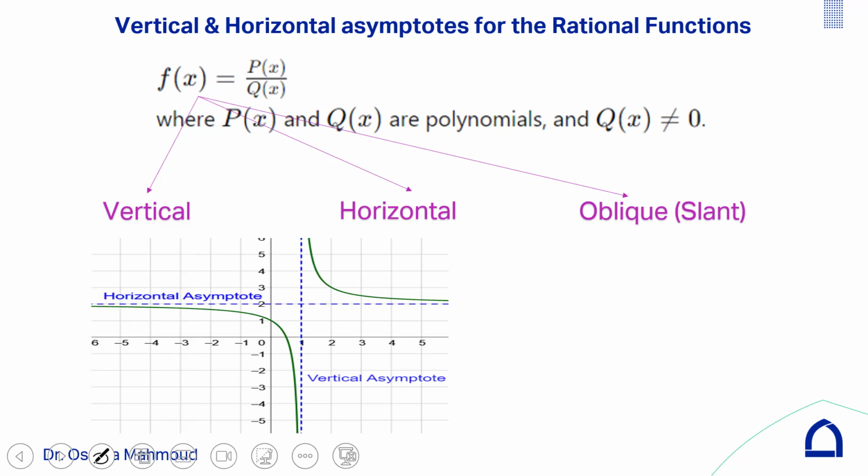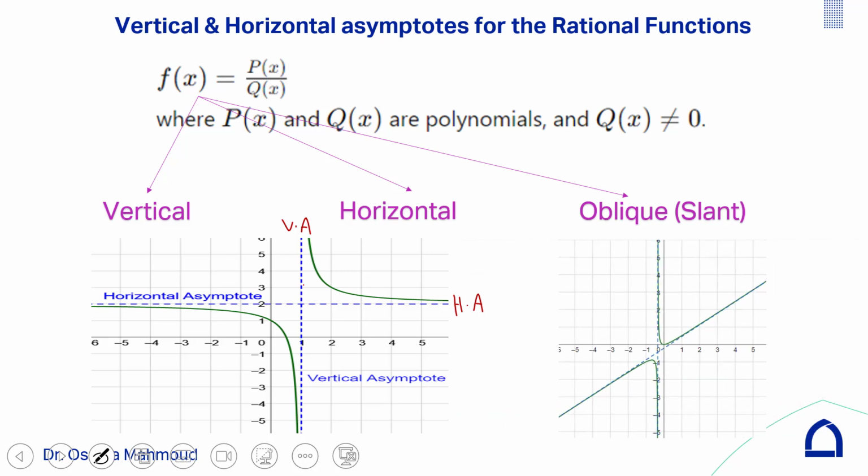function has a vertical asymptote. This is a vertical asymptote, I write it V.A. And this one is the horizontal asymptote. So at the vertical asymptote, your function is not defined. But at the horizontal asymptote, the function doesn't touch this line horizontally. If you don't have a horizontal asymptote, like in this case, you have something called an oblique asymptote. I write it O.A.